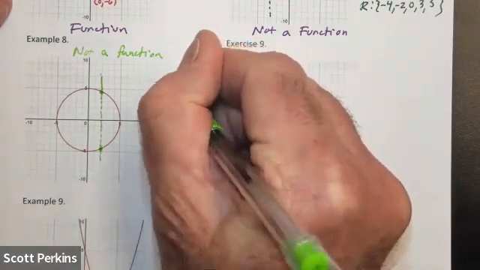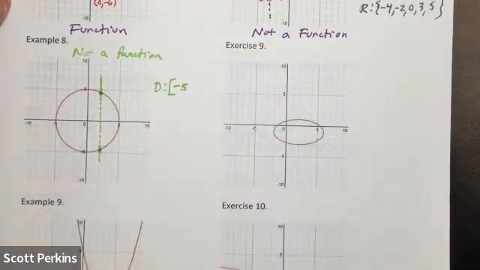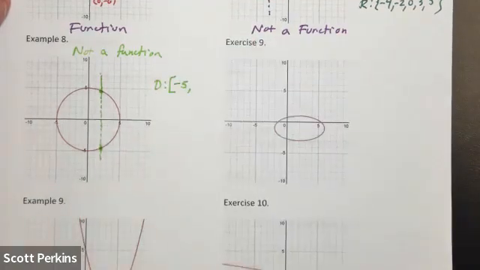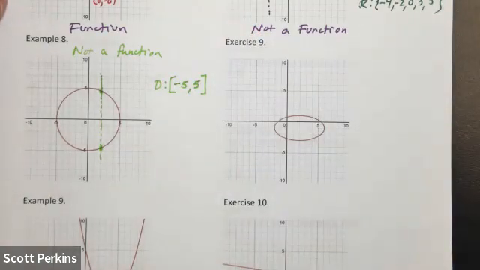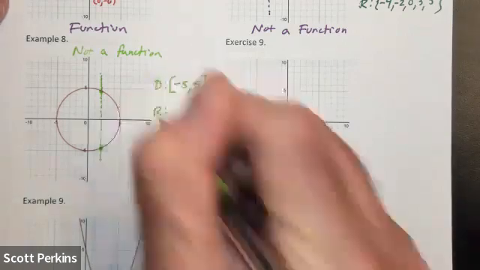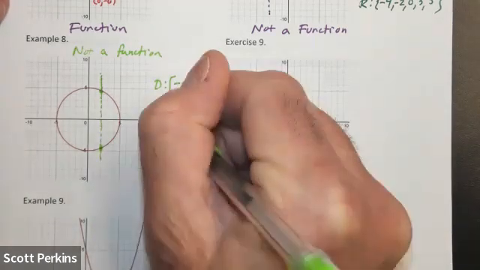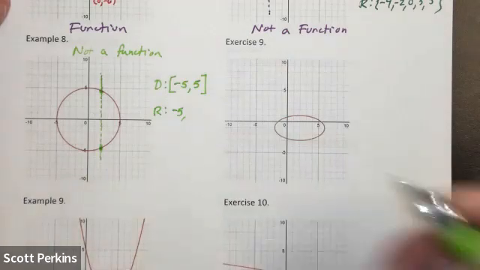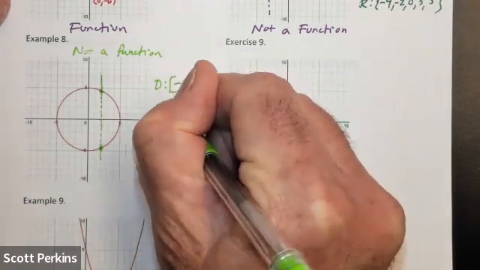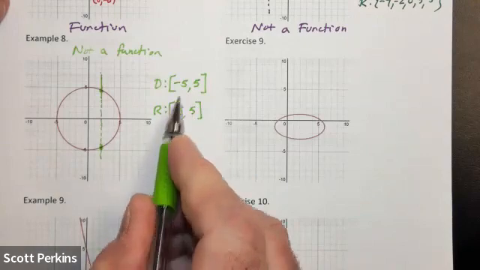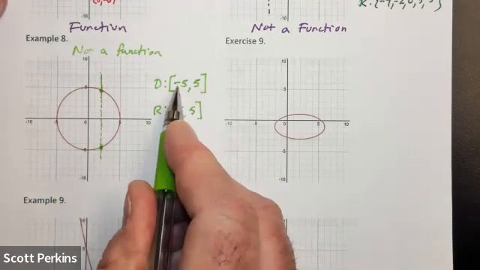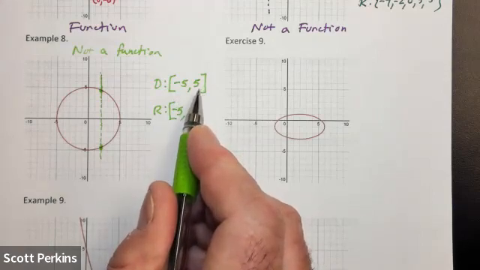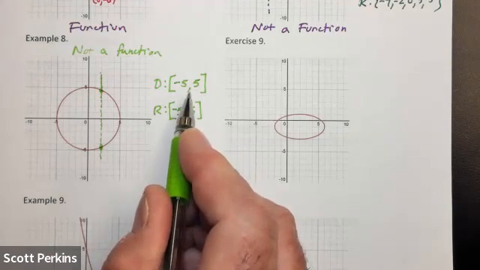-5. I'm going to put a bracket there because it goes through that value. And then what's the highest x value? 5, and I'm going to put a bracket there. The range. What's the lowest y value? -5, and the highest y value? And remember, what interval notation is telling me is not just that the x value is -5 and 5. It's not a list. It's saying -5 to 5 and everything in between is also included. That's what this notation means.